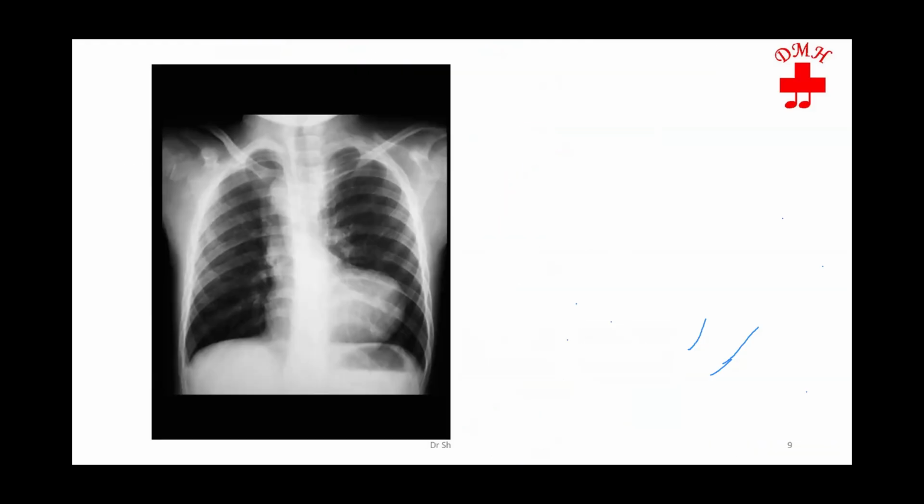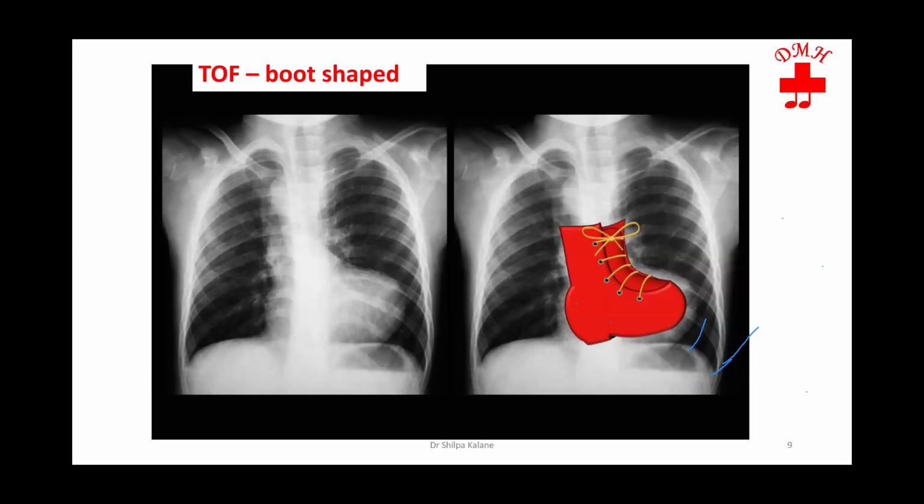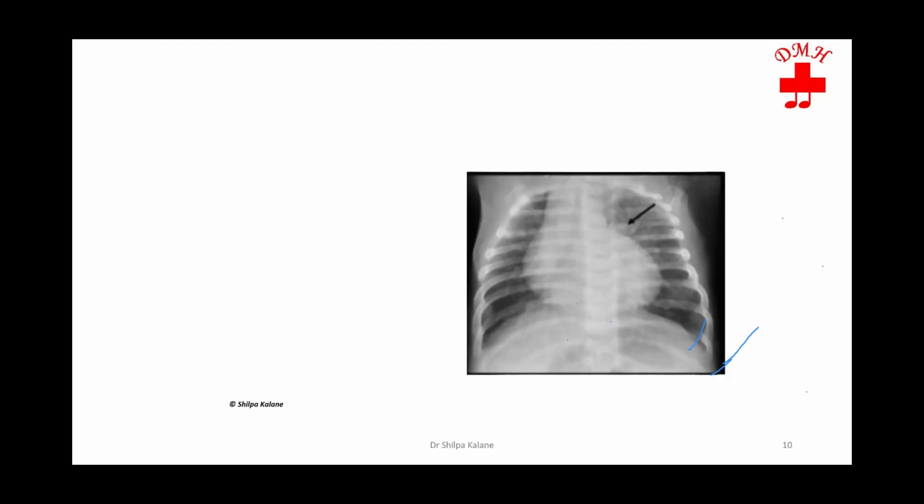So now this is again a term baby who has failed screening. What is the diagnosis? Look at the X-ray. What is the likely diagnosis? What is this sign called? Boot-shaped heart. Yes, excellent. It's a boot-shaped heart. It is Fallot's tetralogy. Okay, good. And there's oligemia also. Apart from this, please look at the lung field as well. There's oligemia.